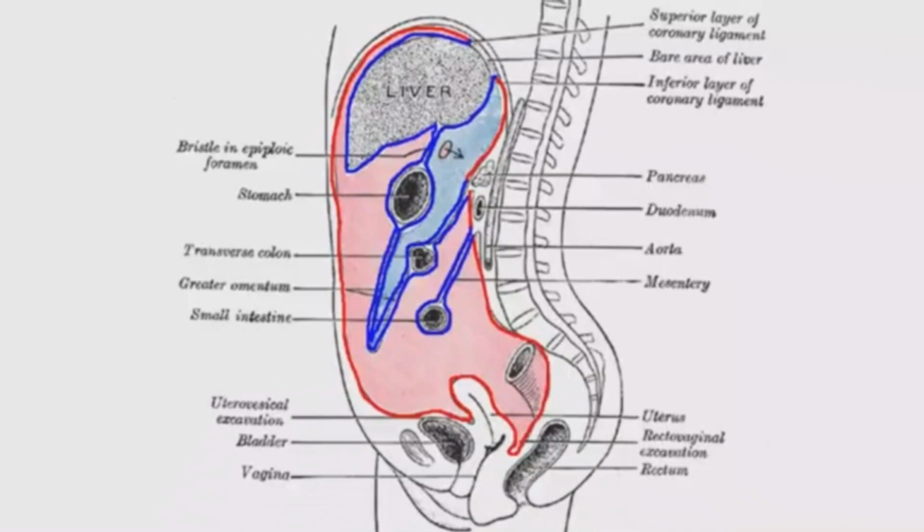So next what we'll do is we'll take a look in a bit more detail at some of the peritoneal attachments, and we'll trace their path through the peritoneal cavity so we can get a better understanding of where these attachments are and what organs are retroperitoneal and which organs are intraperitoneal.